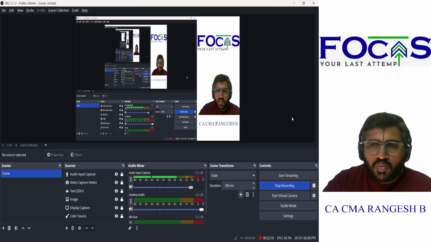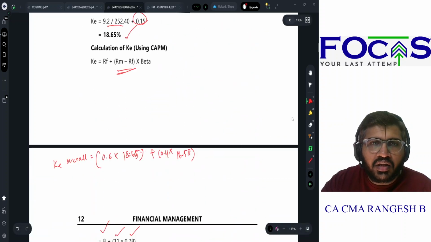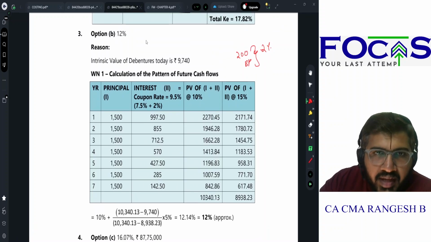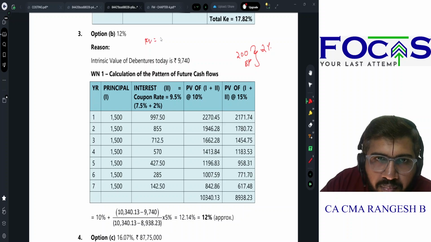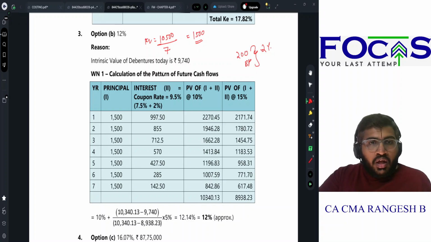So now what you are supposed to calculate? You are supposed to calculate cost of debt. Correct? So my face value of debentures is 10,500. This has to be amortized equally over 7 years, which will give me 1,500 per year.